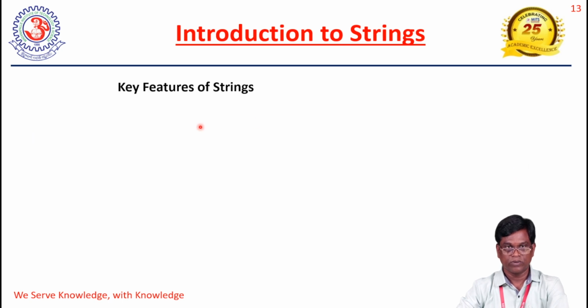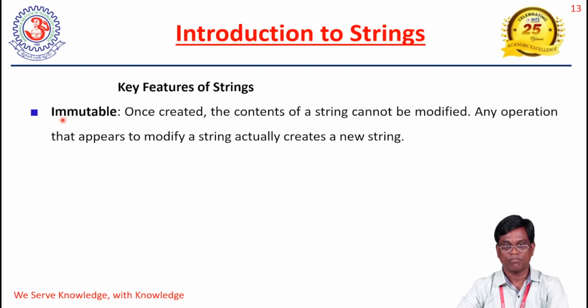Before discussing the functions, methods, how to create strings, and how to access the characters in a string, we go with the key features of strings initially. First one, the immutable property. This property says that once a string is created, the contents of that particular string cannot be modified. If you want to do any modification, the only thing is we have to create a new string from the string we created already. That property we call immutable.